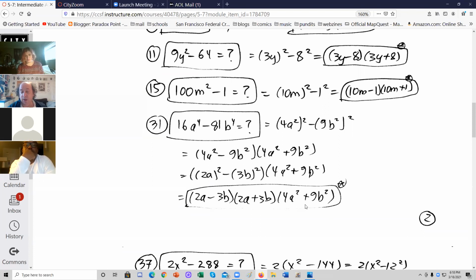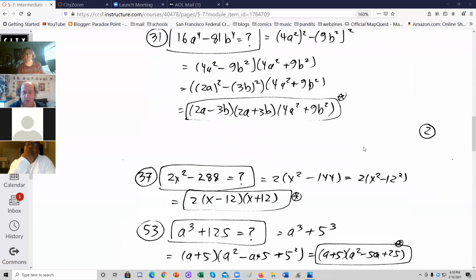And that times 4a squared plus 9b squared. And as I said, this does factor if we allow square root of minus 1, which, did we do complex numbers yet? Well, we will in due course.